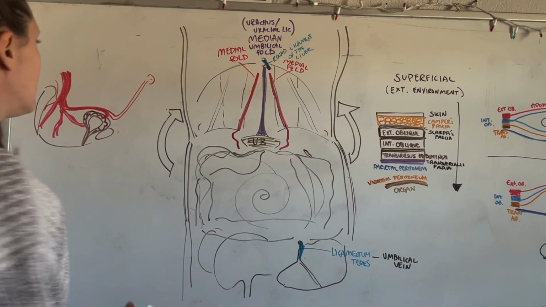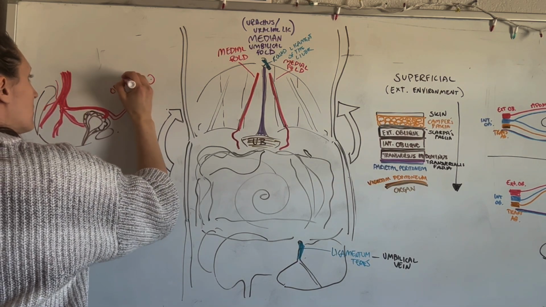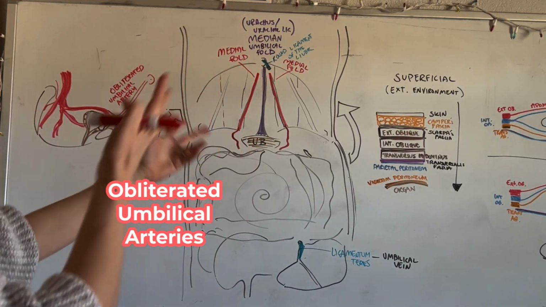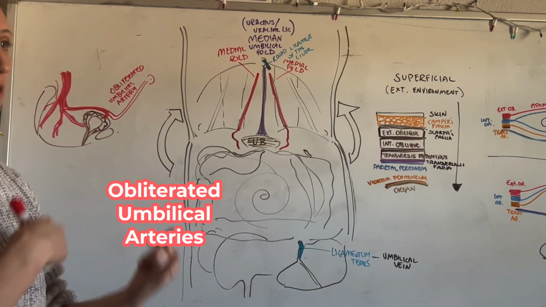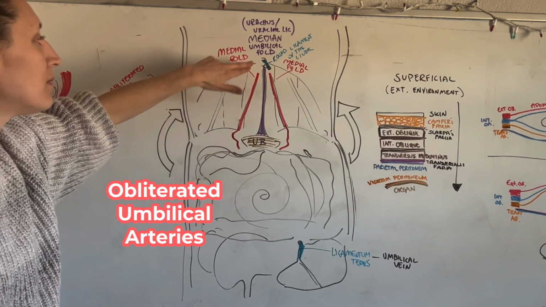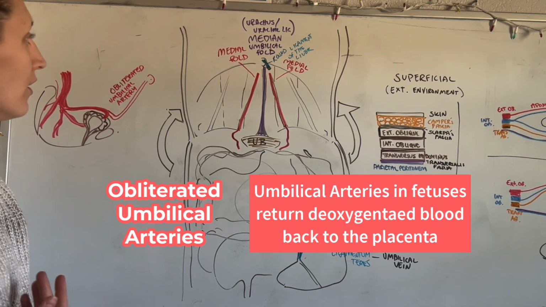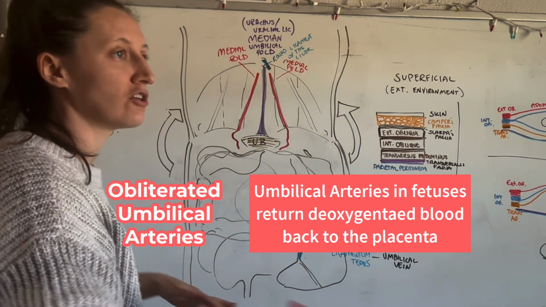So that is the obliterated, because it doesn't function anymore. On both sides, we have obliterated umbilical arteries that can be found in our medial folds. They are ligamentous now. There is no blood coming up here because we don't exchange with mom anymore, and therefore we have an obliterated artery, a non-functional artery.